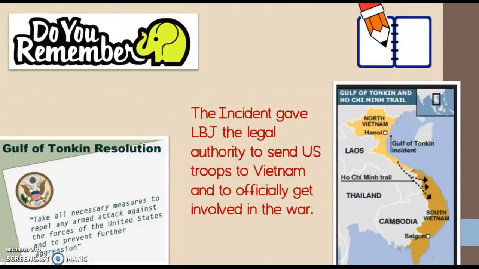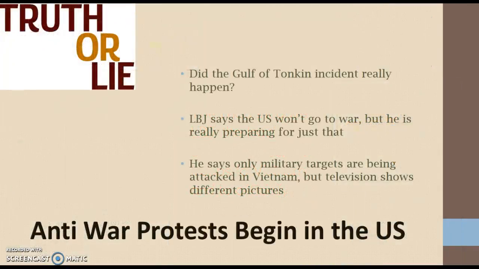So the Gulf of Tonkin resolution that was written said to take all necessary measures to repel, or go against, an armed attack against the forces of the United States and to prevent further aggression. So that is the official declaration of war. But the question was, did that incident really happen?